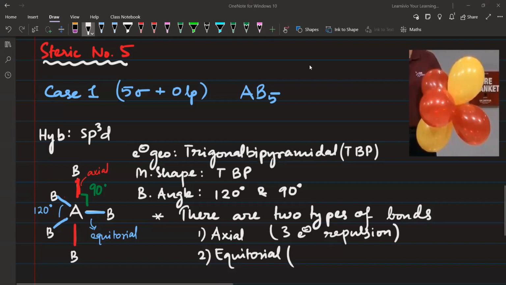Don't worry. So if I consider equatorial bond, there is a bond angle of 120. But if I consider axial, it is 90 degree. So I will put the repulsion between equatorial and axial. Each equatorial bond is repelled by 2 axial bonds. Each equatorial is repelled by the above axial and the below axial. So there will be a total of how many repulsions? 2 electronic repulsions.